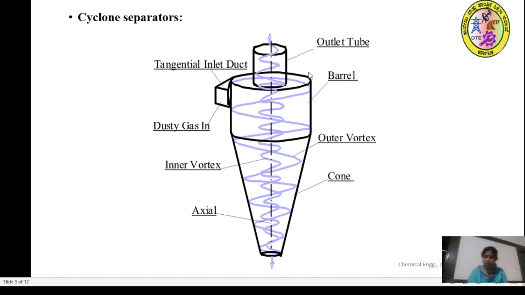So this is a cylindrical portion, we call it as a barrel. Onto the top of the cylindrical portion, you have an outlet tube. So this outlet tube will extend a certain distance into the cylindrical barrel, not to cut off the vortex formation. So to the left side, you can see the tangential inlet duct.